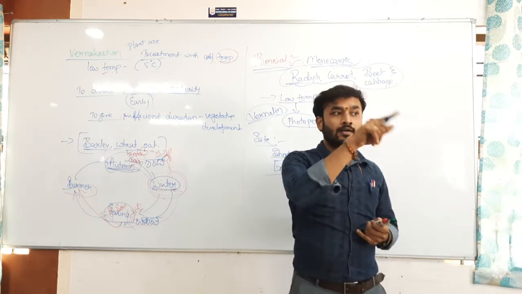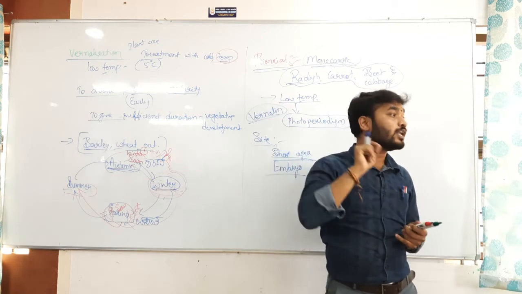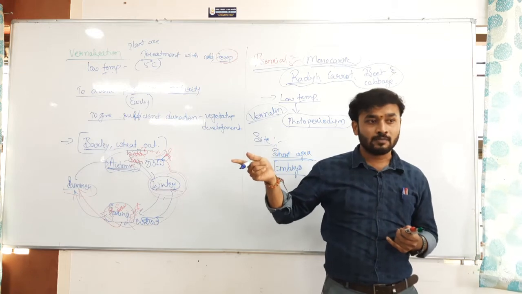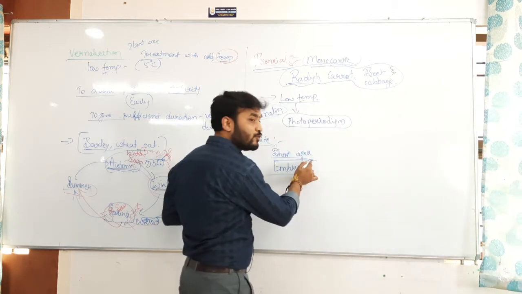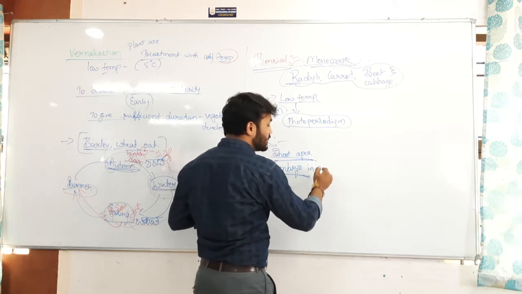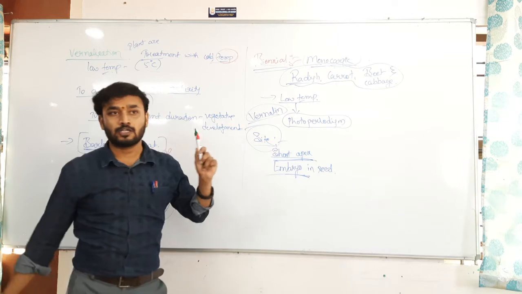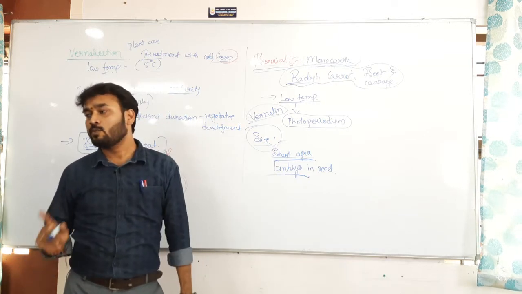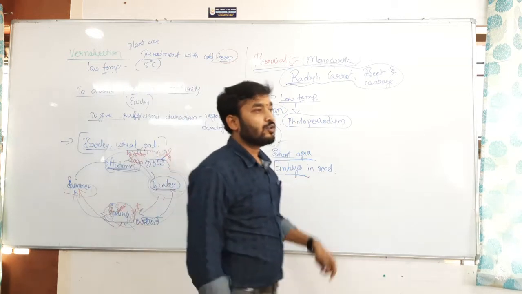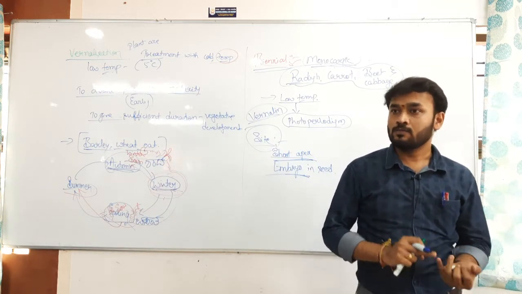Clear? Do you understand the difference between the two? There we mentioned it is not the shoot apex, it is only the leaves, in photoperiodism. Here it is not the leaf, it is the shoot apex and also the embryo present in the seed. Very important sites of perception in vernalization and in photoperiodism. Clear? So this is all about vernalization. So one is photoperiodism and one is vernalization.